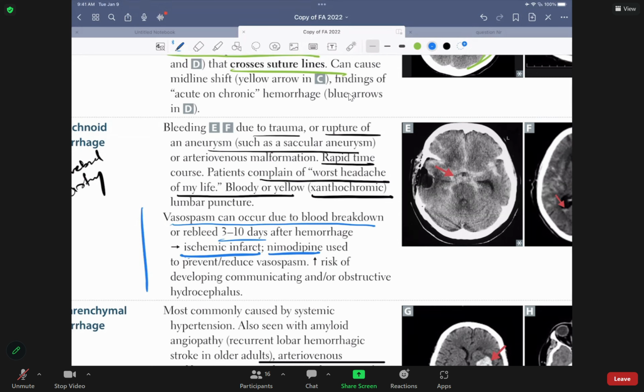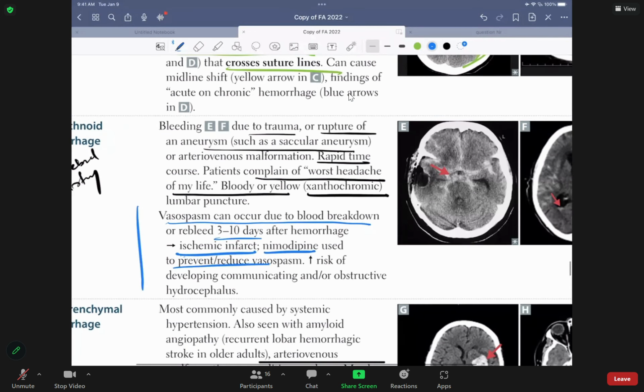That's key. This is a famous question on the exam. They ask two types of questions. What do you do next? Give them nimodipine. That's one answer. Second, they tell you the patient was given nimodipine. They ask you why. The answer is to prevent the vasospasm that happens afterwards. So everybody clear, folks? All right.